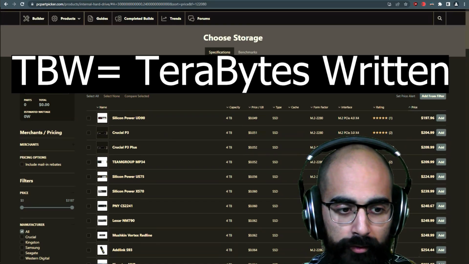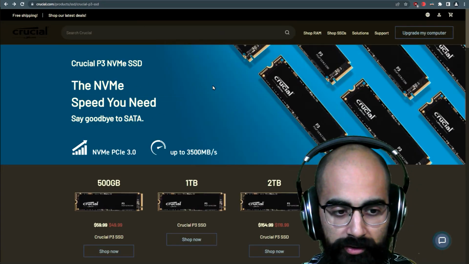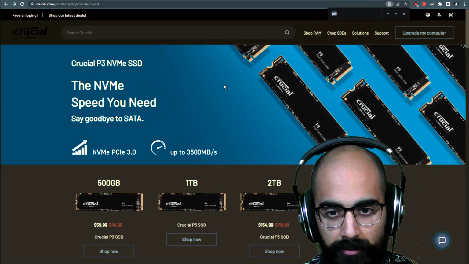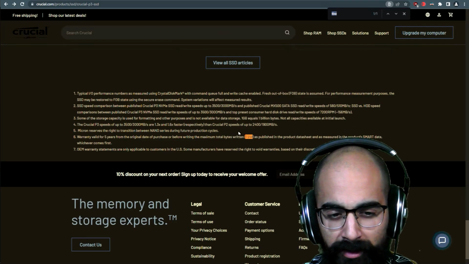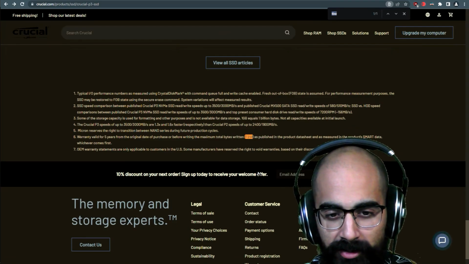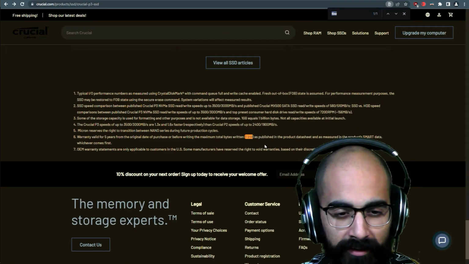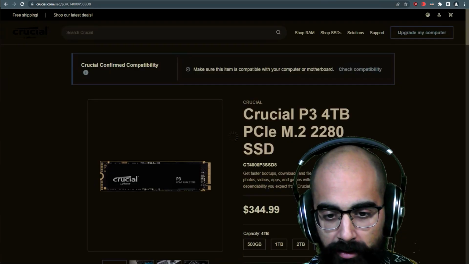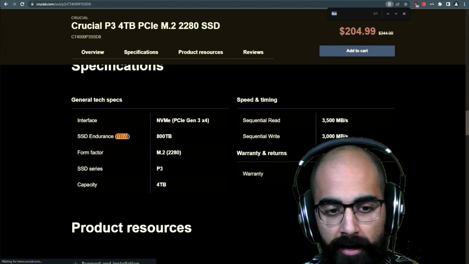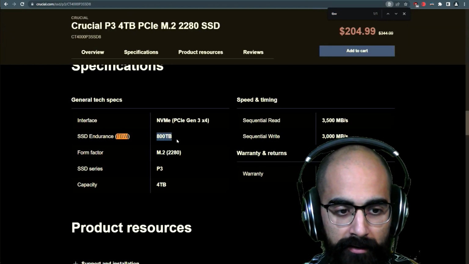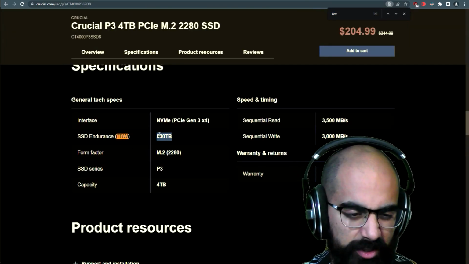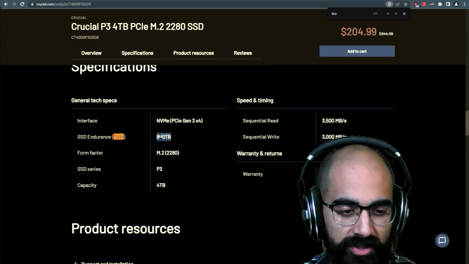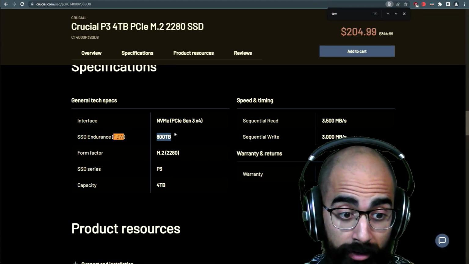And for example, if we go to Crucial P3, we go to the site, we look for TBW, you find something here, but it doesn't really tell you how much it is. And depending on the brand, it's a bit difficult sometimes to find out. In this case, you need to scroll all the way to the top, shop now in one specific model, and then you can find it. And here the TBW, so the endurance of the drive, is 800 terabytes, which is really, really low.